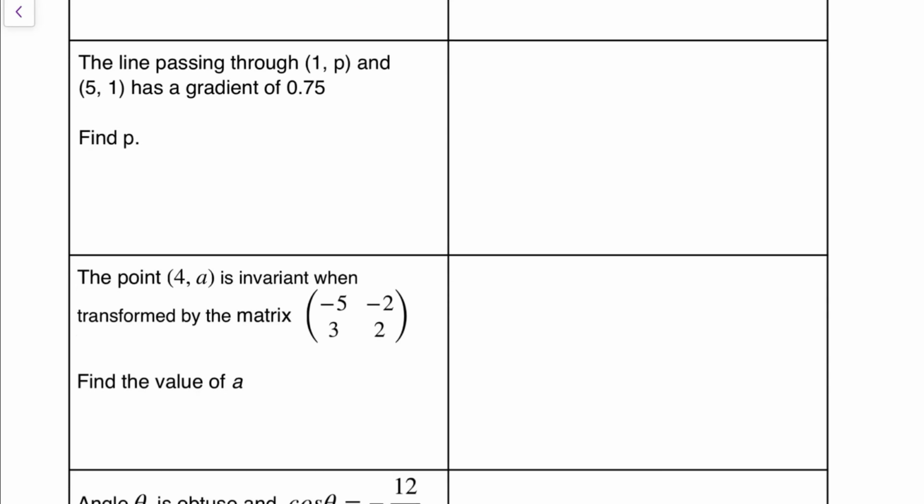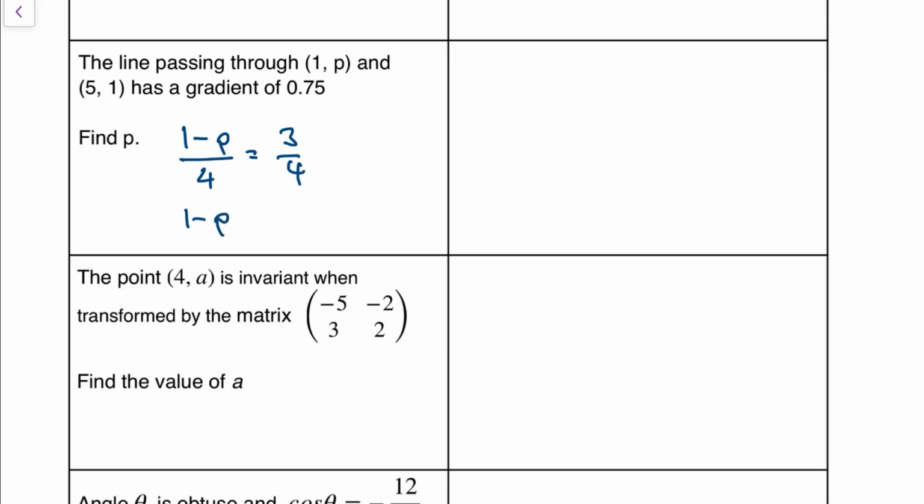Next question. The line passing through (1, p) and (5, 1) has a gradient of 3/4, find p. Okay, a couple of ways of doing this. I'm just going to do the really obvious. Let's just set up my equation. So the change in my y is 1 minus p. The change in my x is 5 minus 1, which is 4, and that's equal to 3/4. Wow, they made this balance out nice and easy, didn't they?